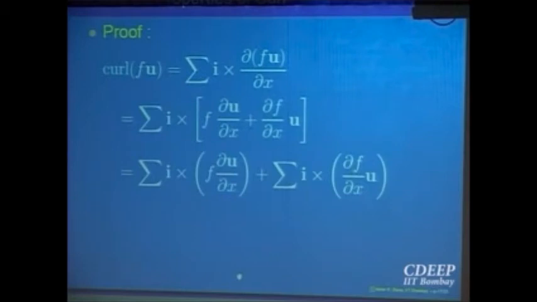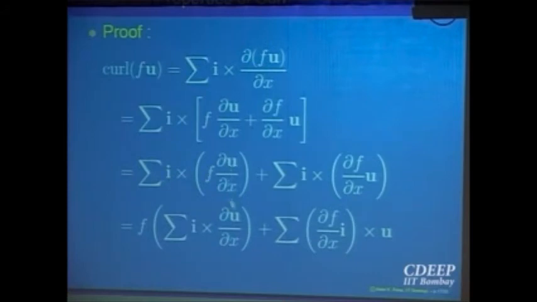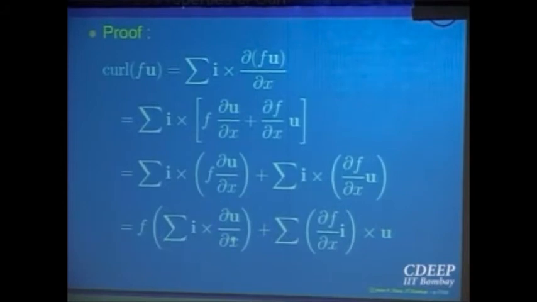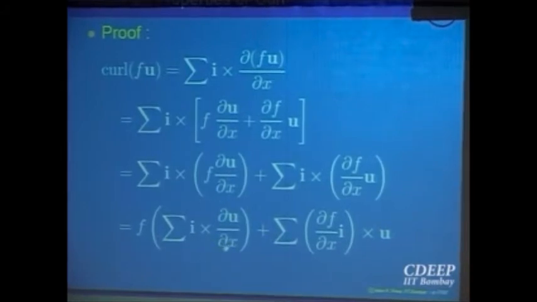So let us write the two things separately. The first one, f comes out. So it is summation i cross partial derivative of u with respect to x. And here this is a scalar, so we take it out, partial derivative of f with respect to x, but still x is there, so it will remain inside the summation. I can't take it out. So this comes here, and it is i cross u. So this becomes a part of the summation cross u, and this is the curl of the vector field u.